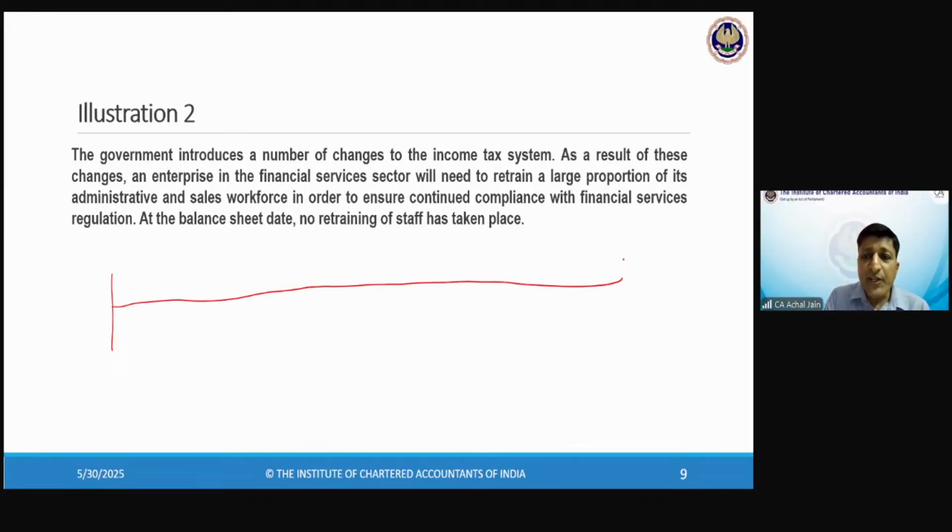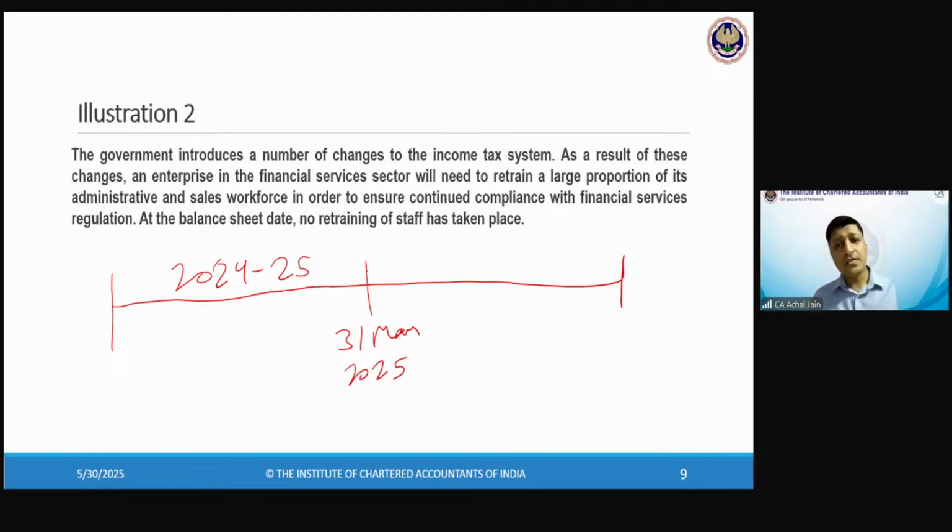We are looking at a financial year, say 24-25, up to 31st March 2025. We need to ascertain three things, correct, Priyanshi? Whether there is a probable outflow, whether it's a possible outflow, or whether the outflow is remote. In the given case, do we have an actual outflow? No. Actual outflow is not there. Okay. The important point is up to this date, actual outflow is not there.